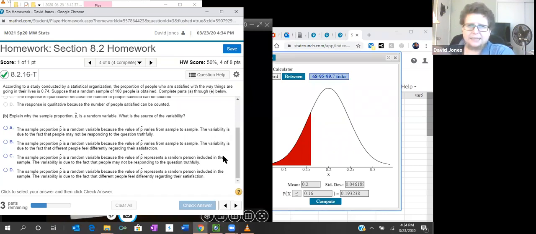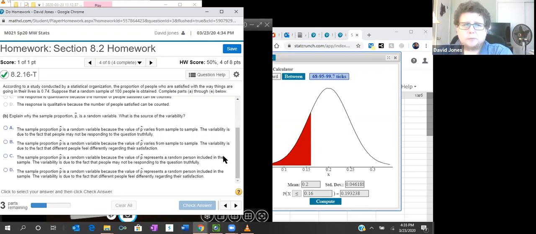So p hat is the proportion in the sample that responded, let's say they're satisfied. I can ask 100 students this semester if they're satisfied, and I can ask a different 100 students last semester if they're satisfied. And I might have the same proportion, but I suspect it won't be. Oftentimes it's really hard to come up with the exact same proportion. But that's pretty much what's going on with p hat. So let's see what's going on here.